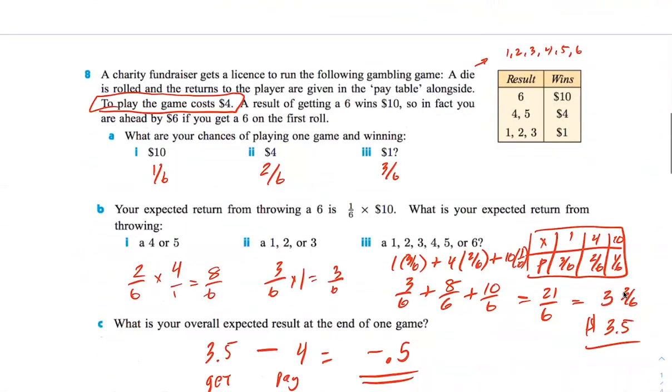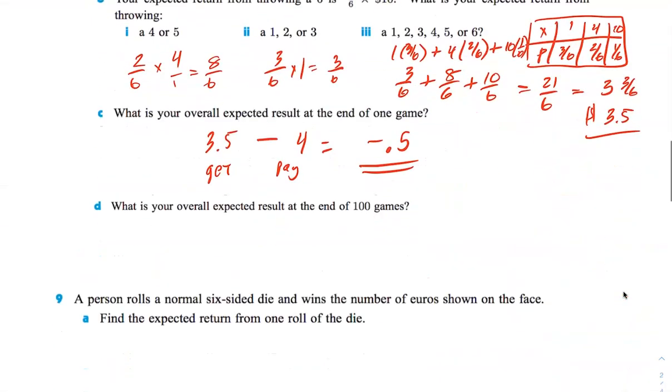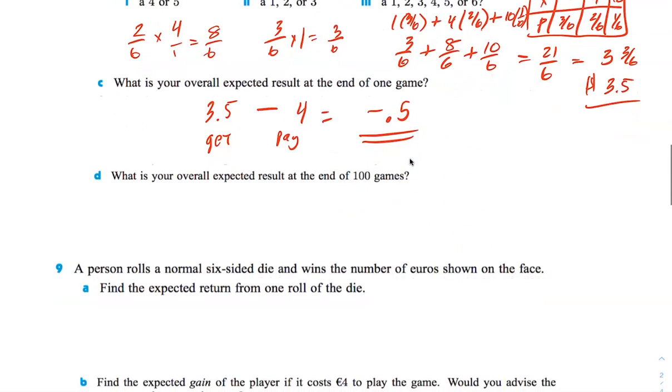So next one, what's your overall expected result at the end of 100 games? Let's play some more. Well, on average, you just multiply that by 100. So I'm going to lose about $50.